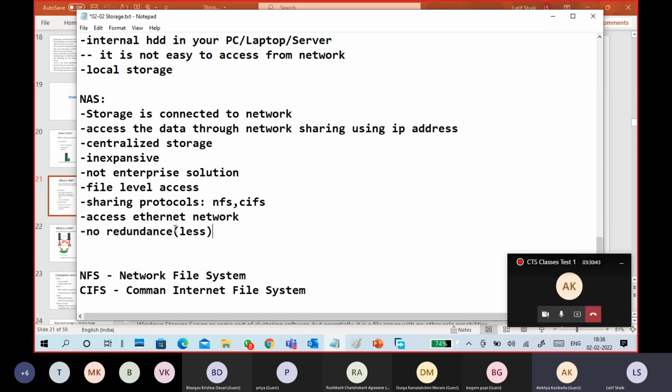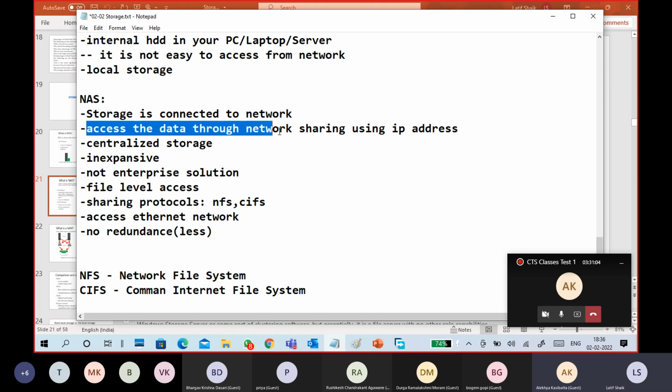Enterprise means organizations, like Savantis is an organization, Cognizant is an organization, HCL is an organization, Wipro is an organization, Infosys is a company, right? Like that, organizations. So that is an enterprise. Enterprise solutions. Centralized storage.